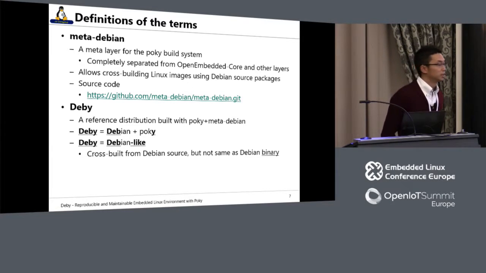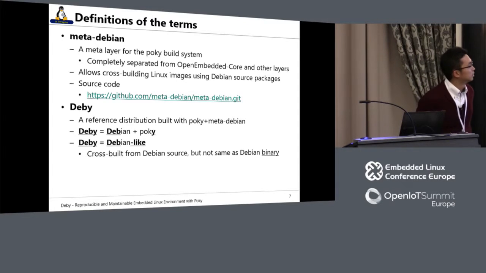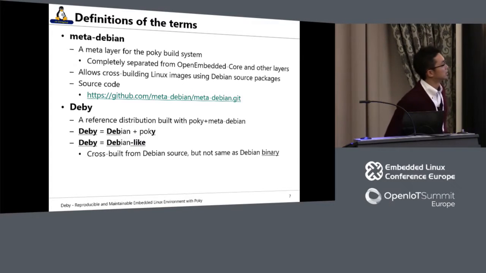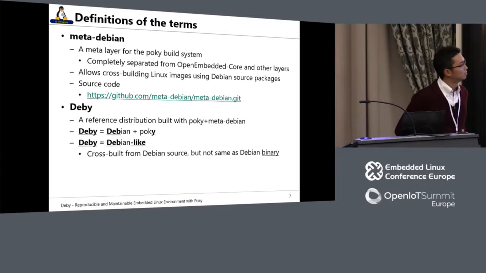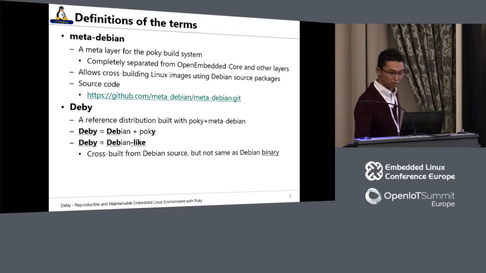And Deby is a reference distribution that is built with Poky and Meta-Debian. The name of Deby comes from Debian and Poky. Deby is built from the Debian source, but at the binary package level, Deby is different from Debian. So we should call it Debian-like.